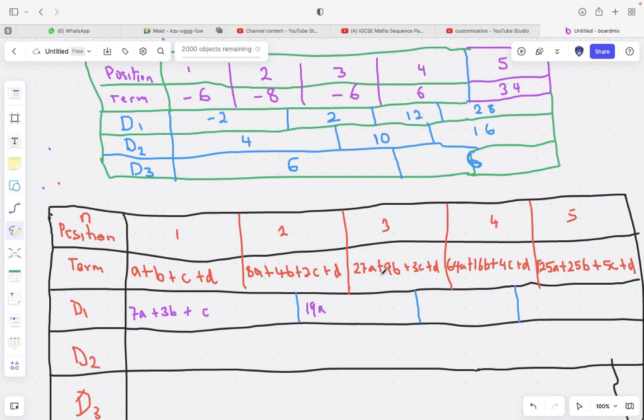19a plus 9b minus 4b, that's 5b, right? So you say plus 5b, and then 3c minus 2c, that's plus c. D minus d is 0, so no need to write d. Now here we find the next difference. We're going to say 64a minus 27a, we're going to get 37a, right? So here you get 37a.